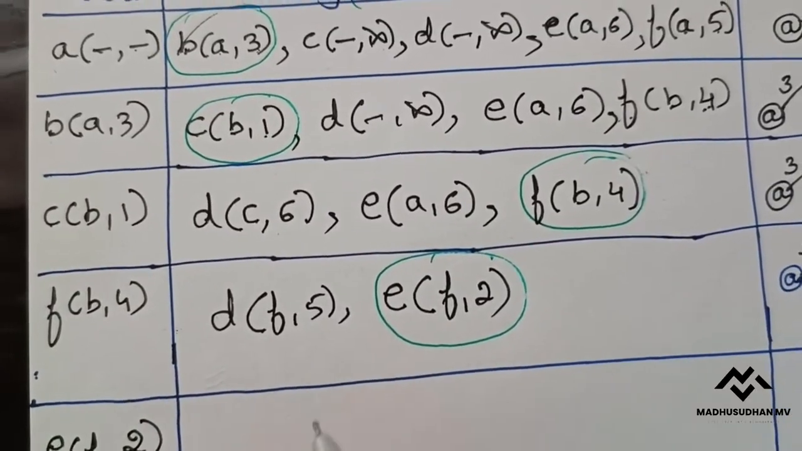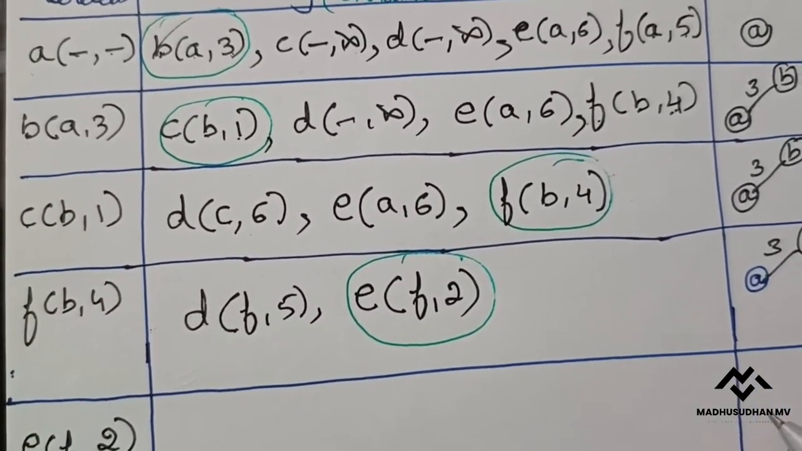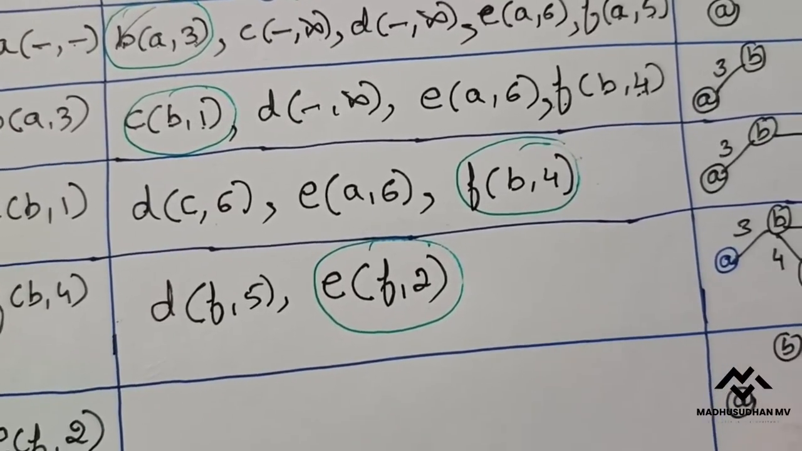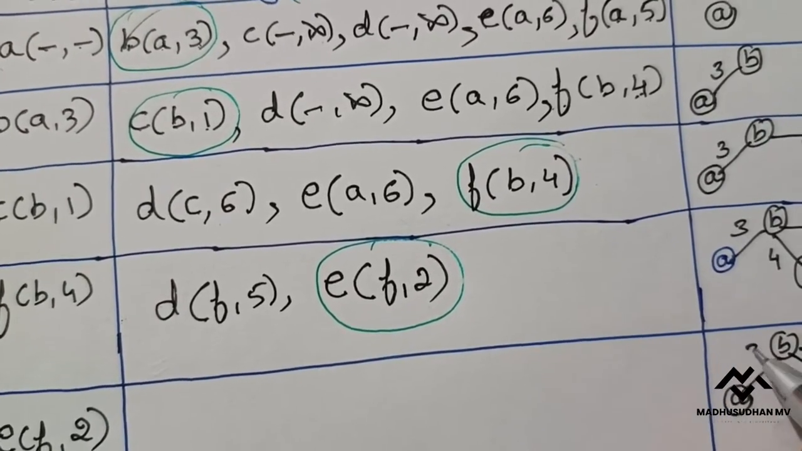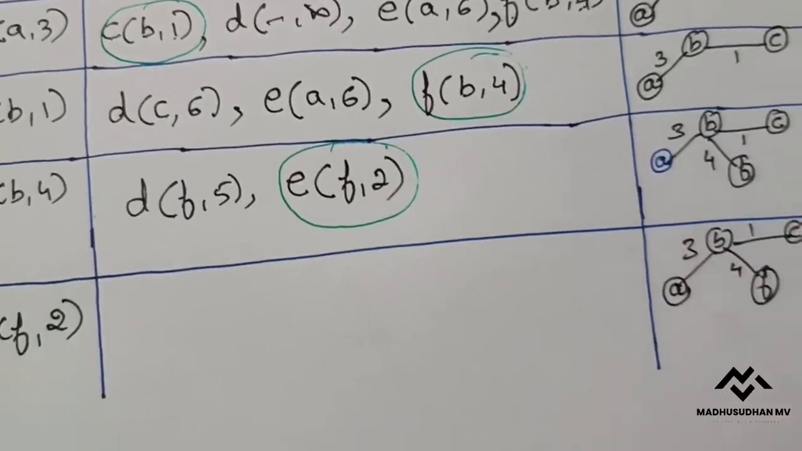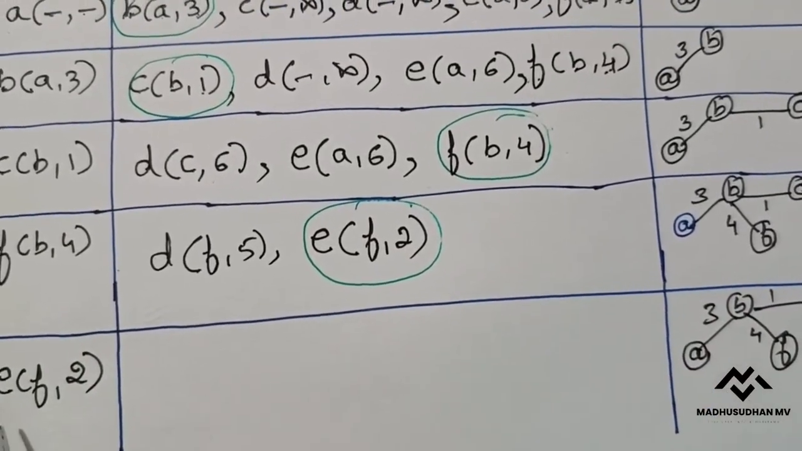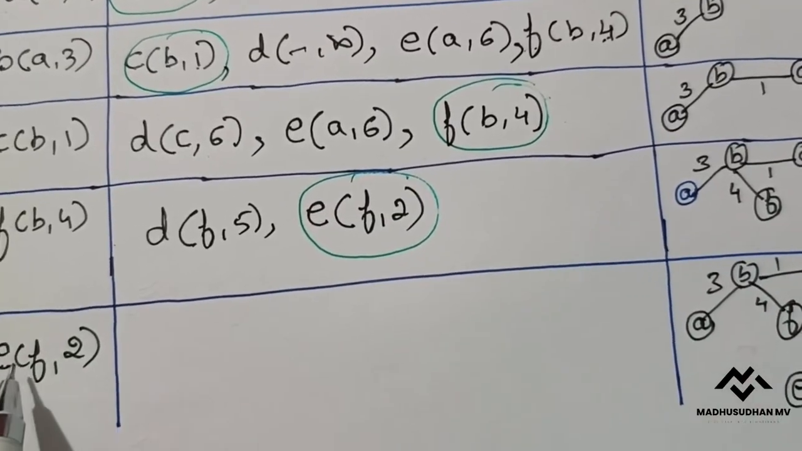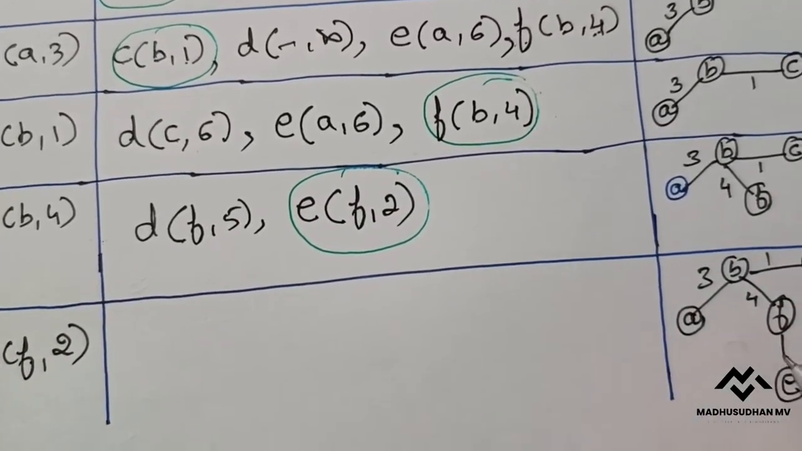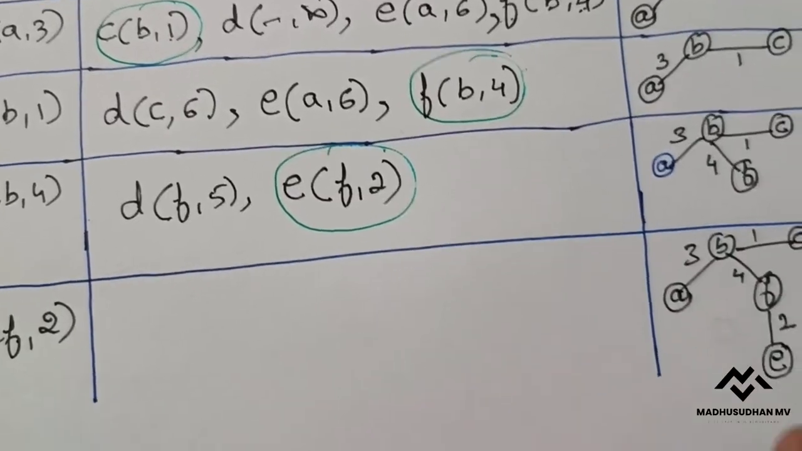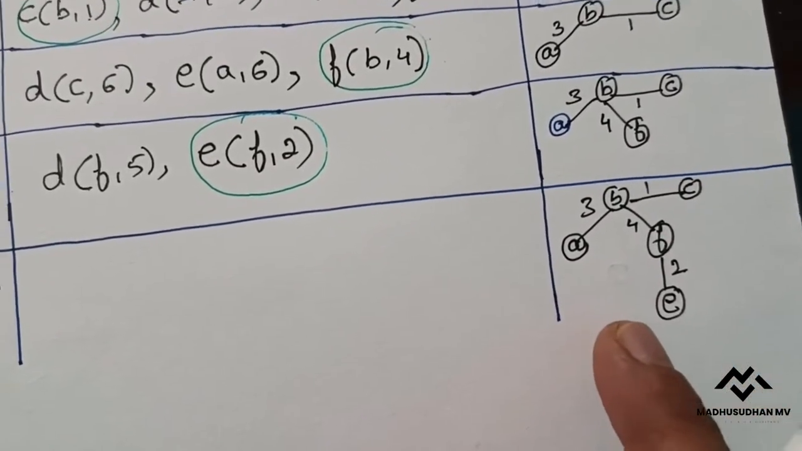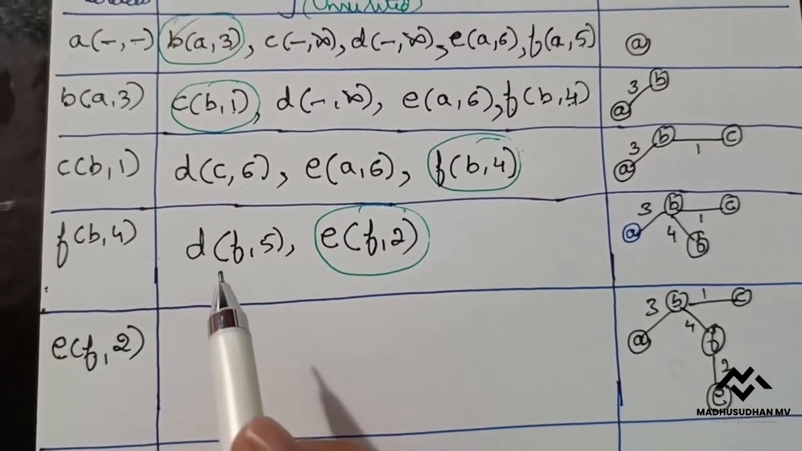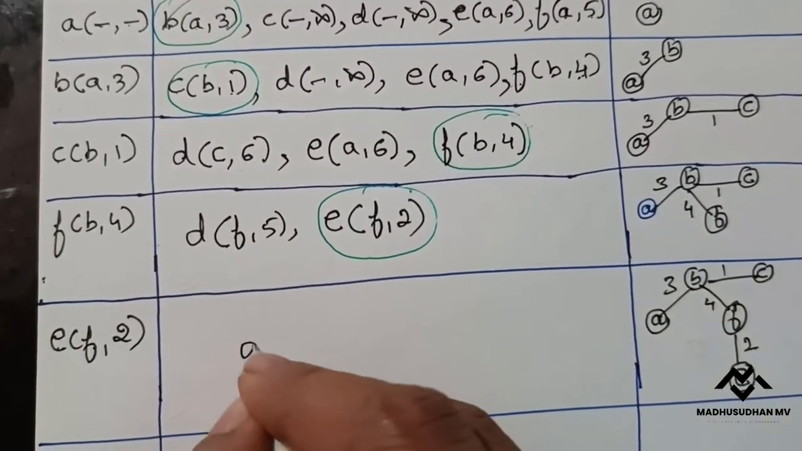So now remaining is only this one. I will update later. Now this is my previously constructed partial spanning tree. Now to this I am adding E. E I am reaching from F, at a distance 2. This is my partially constructed spanning tree. Now remaining is only D.